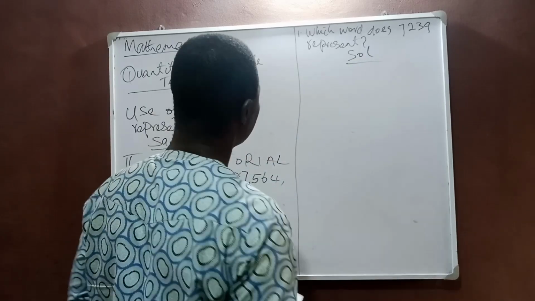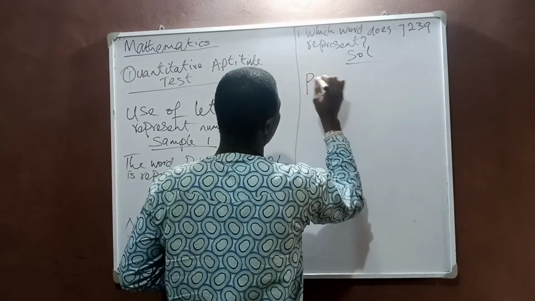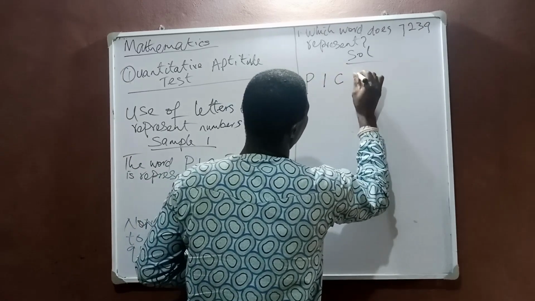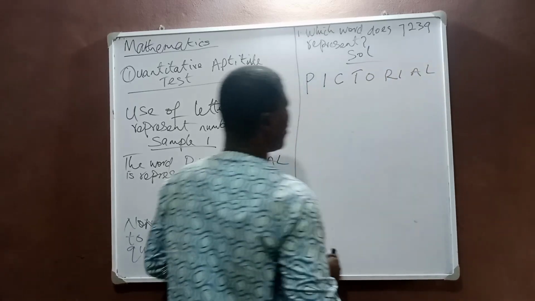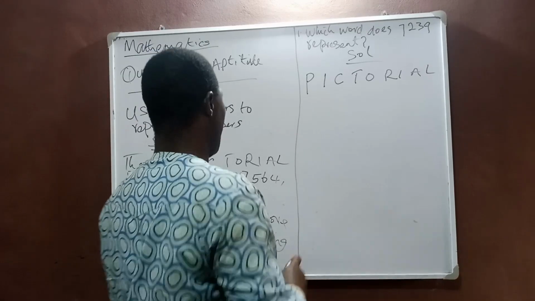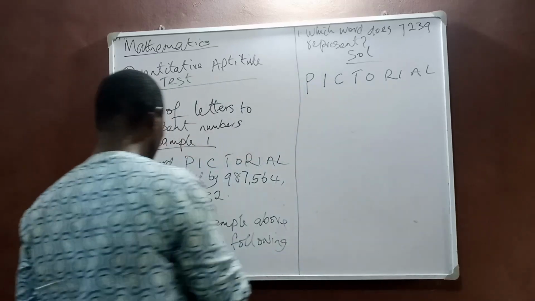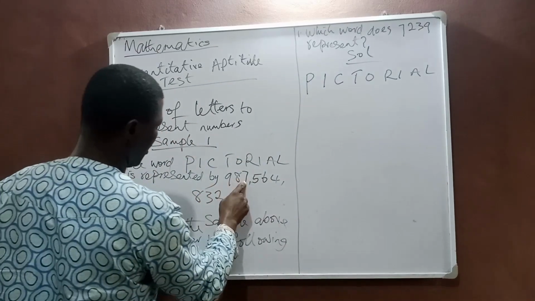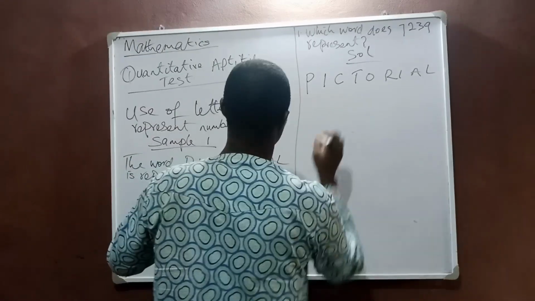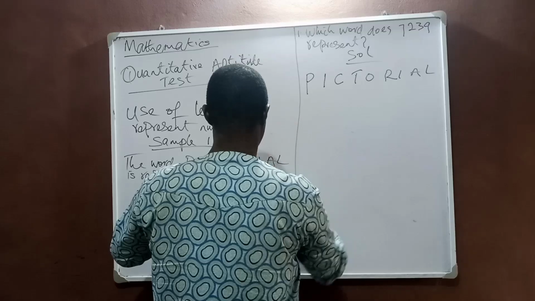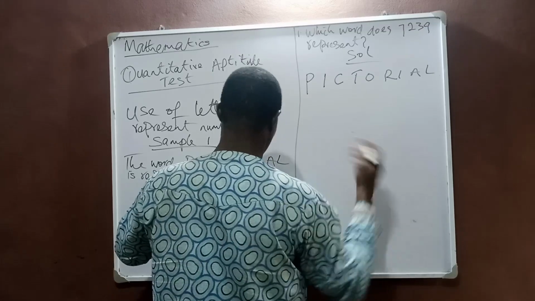The first thing you have to do is to write out the word, which is a sample, pictorial. Space them. As you can see, if you count this word now, 1, 2, 3, 4, 5, 6, 7, 8, 9. See the numbers here. 1, 2, 3, 4, 5, 6, 7, 8, 9. Just match the numbers to the letters. The first number goes to the first letter. Second number goes to the second letter. If you mix it, you fail the whole thing.